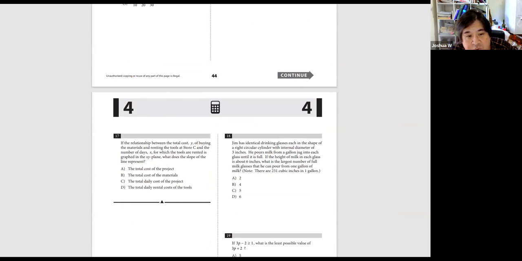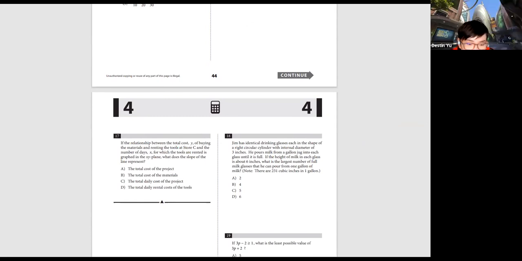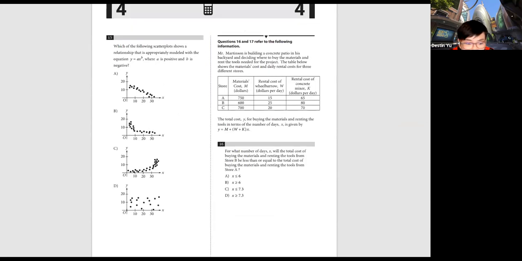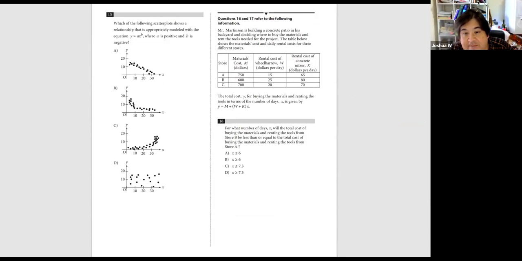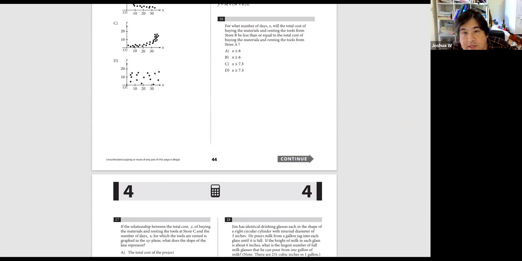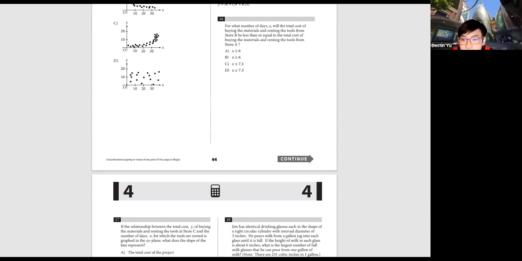Destin, the relationship between the total cost Y of buying the materials and renting at store C and the number of days X for which the tools are rented is graphed in the X and Y plane. What does the slope of the line represent? I picked D, the total daily rental cost of the tools. Very good. So for choice C, again, that's the per day cost.